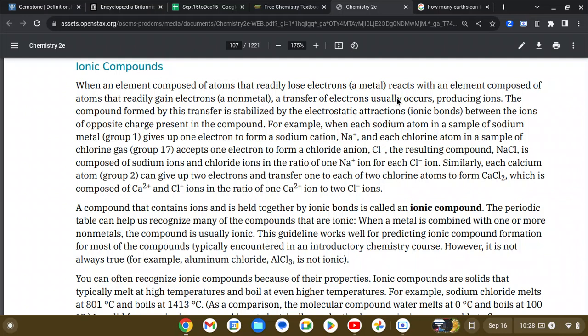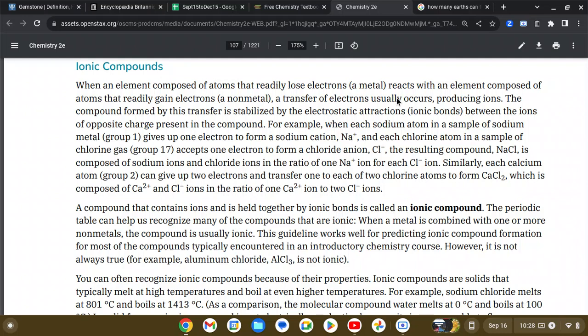For example, when each sodium atom in a sample of sodium metal, group 1, gives up one electron to form sodium cation, Na+, and each chlorine atom in the sample of chlorine gas accepts one electron to form a chloride anion, the resulting compound NaCl is composed of sodium ions and chloride ions in the ratio of one Na+ ion for each Cl- ion.